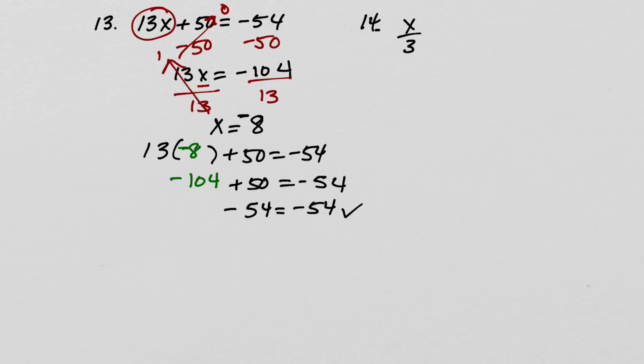14 is x divided by 3 minus 8 equals -12. Alrighty, so let's go ahead, circle our variable term, and off we go.